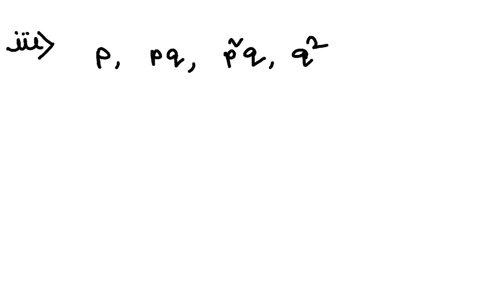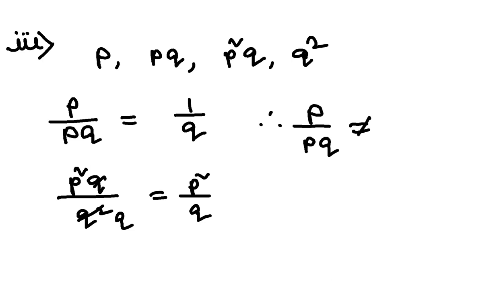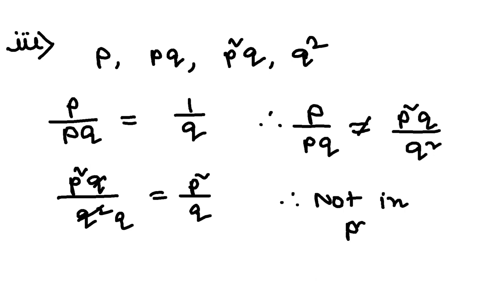Now part 3, the ratio of the first two numbers is p by pq, which will simply give you 1 by q, and the next two numbers, p square q by q square, will give you p square by q. Of course, the two ratios are not equal, so p by pq is not equal to p square q by q square, and that is why all these four numbers are not in proportion. Now let's move on to the final part, part 4.